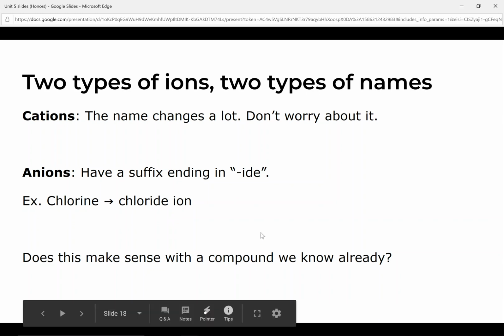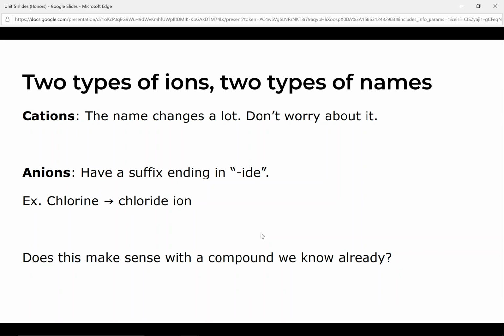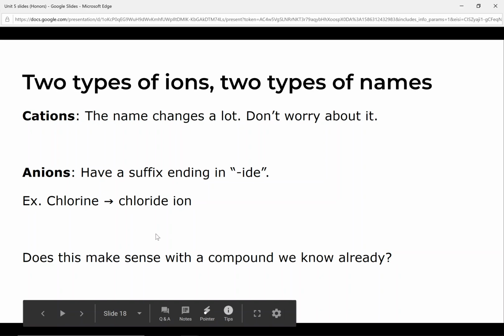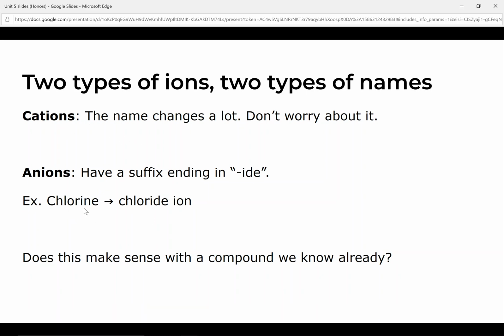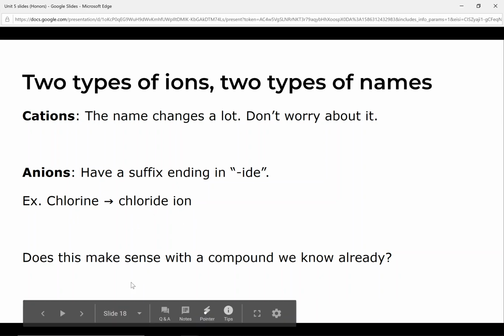So think about this with a compound that we already know and that we were working with yesterday, table salt. What's the name of table salt? If you're thinking sodium chloride, right? Sodium is our cation, and then we have our anion, chlorine, which changes to chloride ions. So we have a sodium ion and a chloride ion that combine to make sodium chloride.